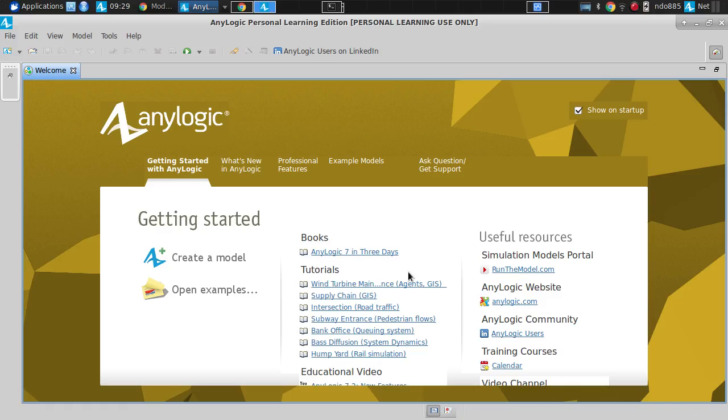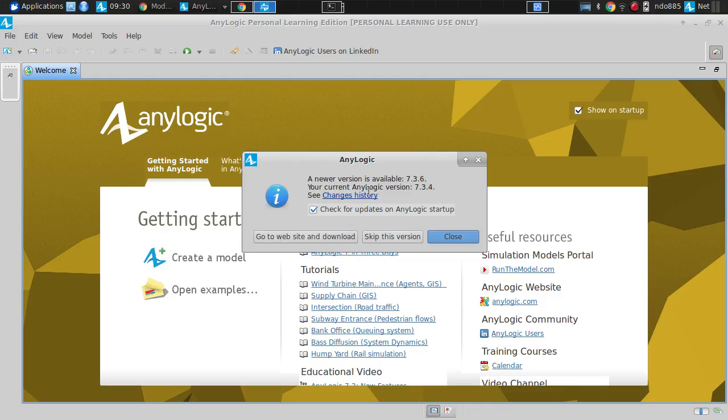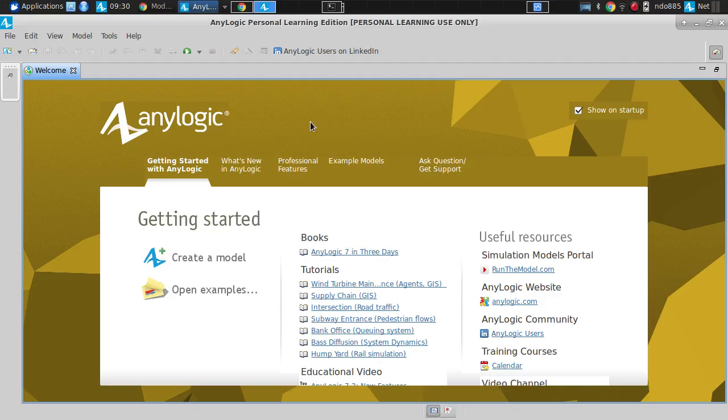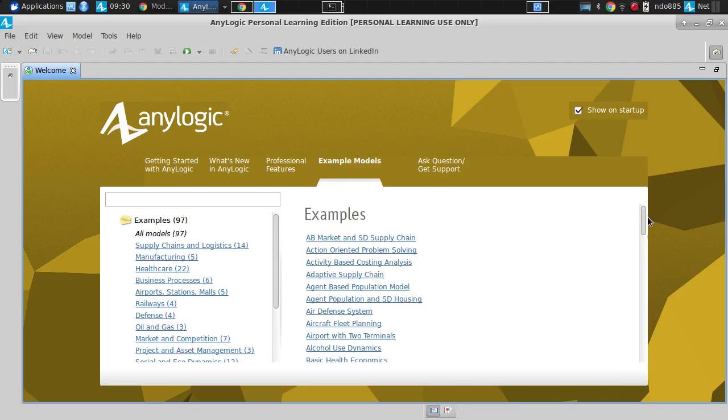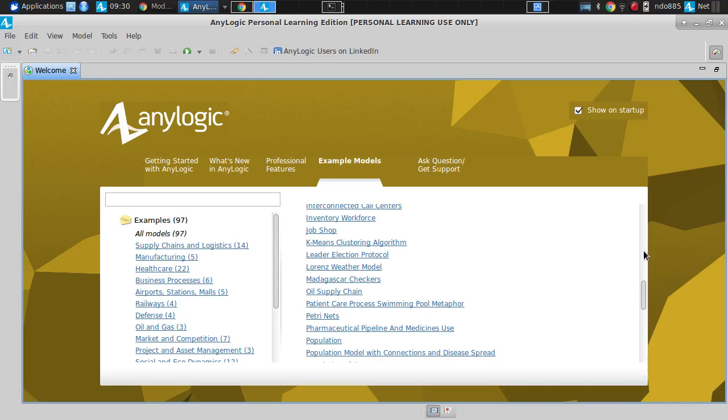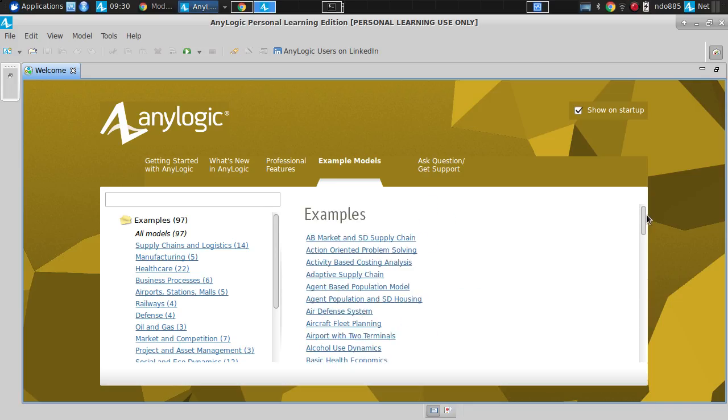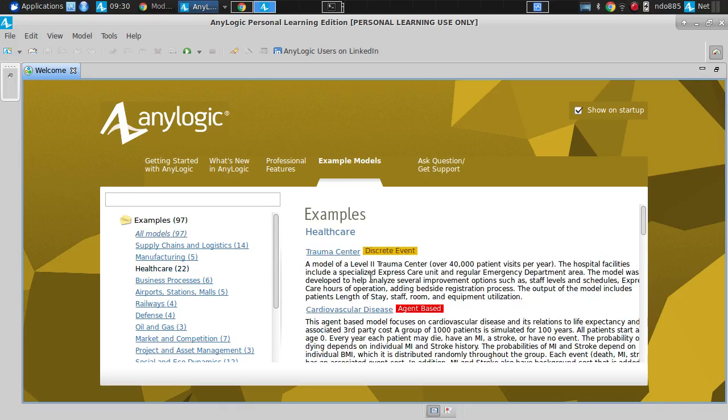But you should see something like this, where there's a splash screen, and it gives you some references to get going. I want to highlight the fact that there's lots of good references here, lots of good items that you can access. I would particularly note there's an example models area, and our group, the Computational Epidemiology Public Health Informatics Lab here on campus, has contributed some of these models, but you can go over to the example models and you'll find a fair number that are in the health or healthcare area.